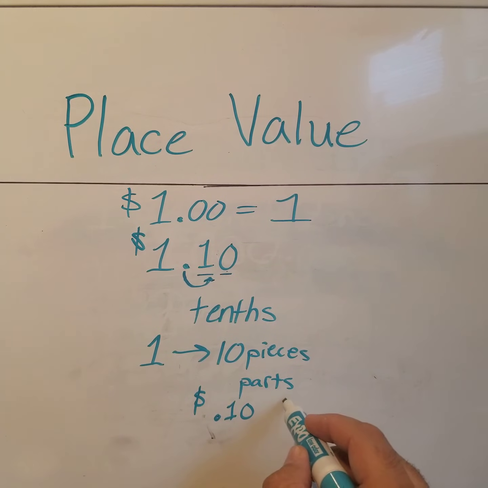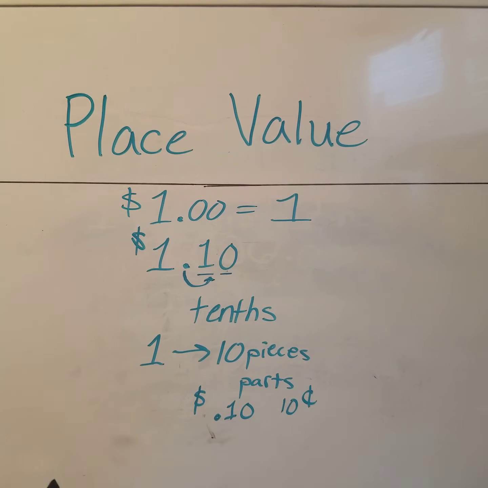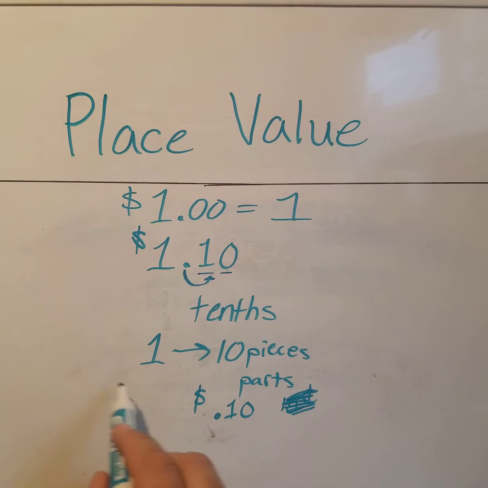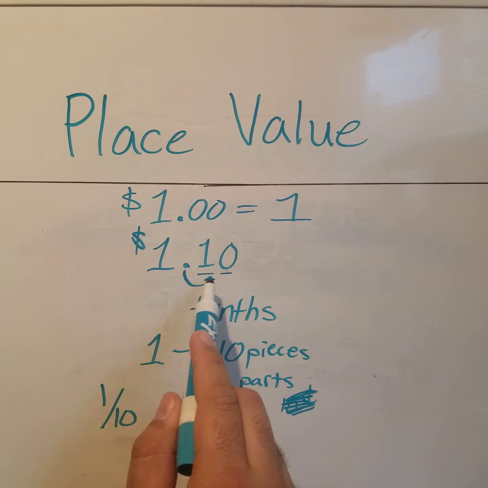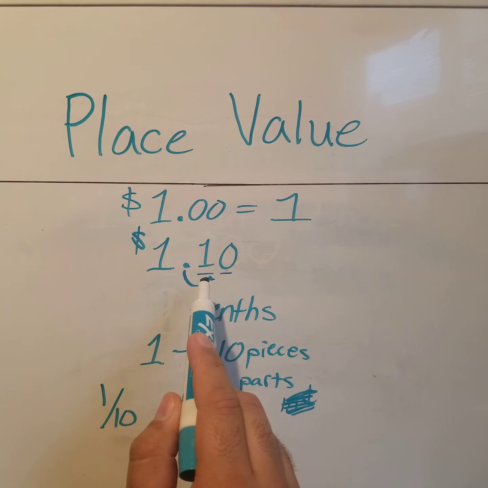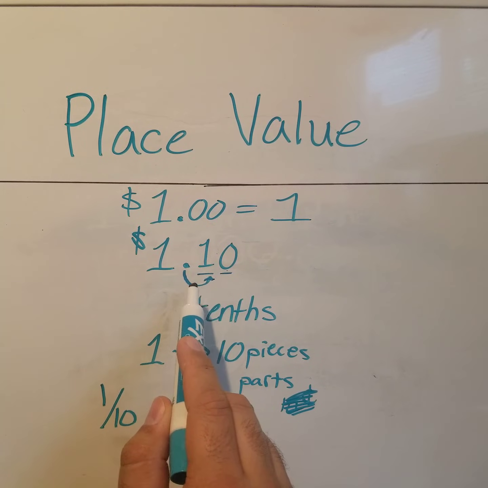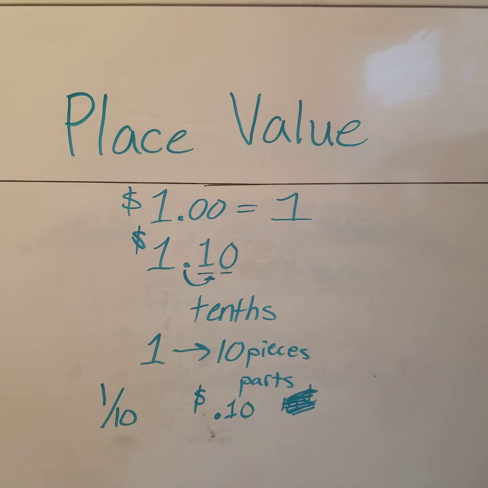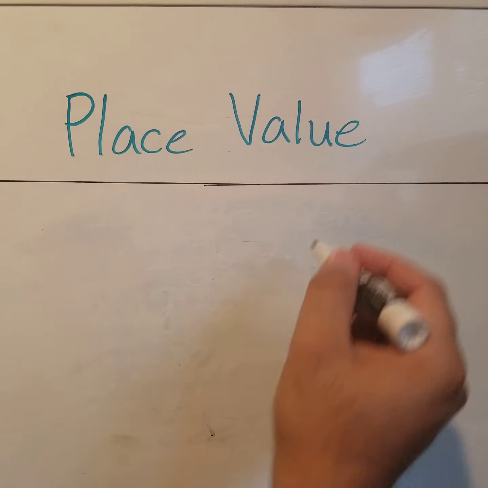Some people who are a little more old school might remember it written like this, but we won't worry about that right now. Let's just concentrate on writing it like this. So this is the equivalent of 1 dime, or 1/10. So just remember that the digit immediately to the right of the decimal point tells us how many tenths we have of a whole, or how many dimes we have out of $1. All right, so let me go ahead and rewrite all of that.